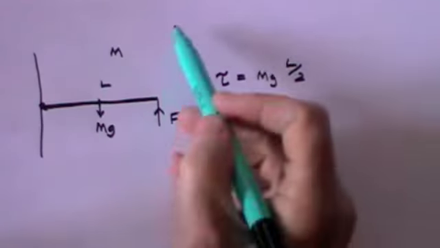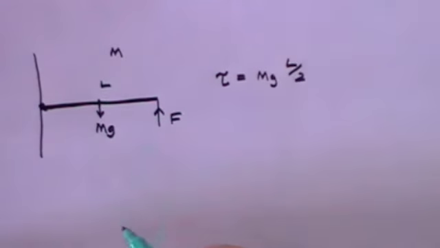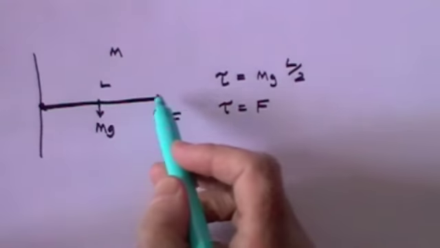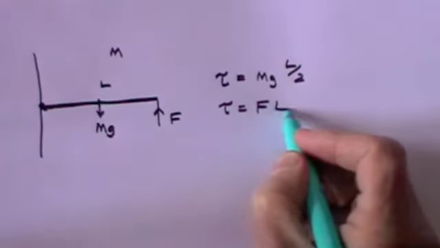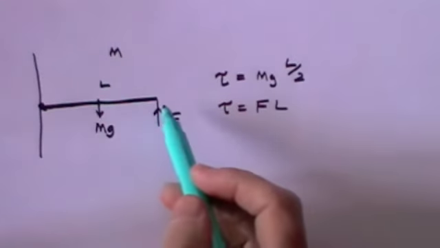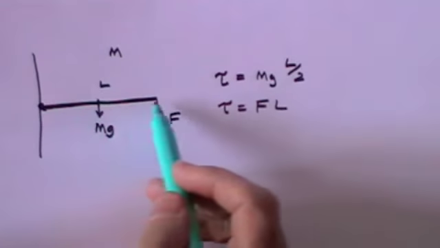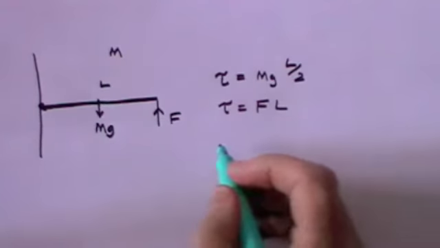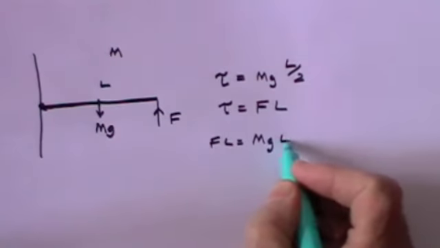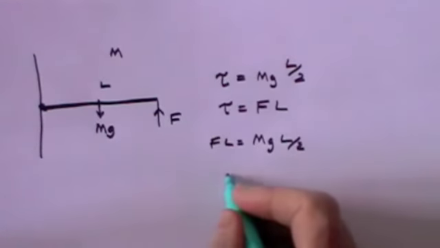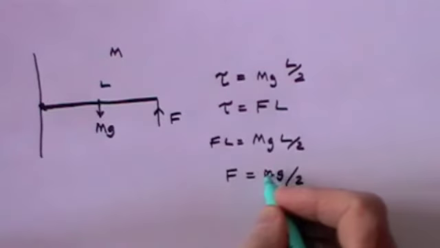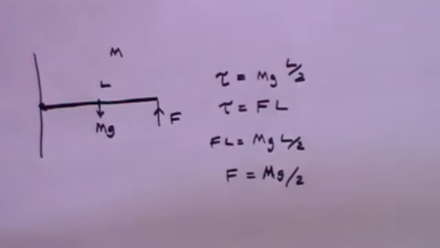So that is the torque acting in this direction. What about the torque acting in that direction? That's the force I am using to push the rod up. Well, that torque is going to be the force that I use times the distance from the pivot, which is L, the length of the rod. And if this rod is not going to move, then the two torques must balance, which means that FL must equal Mg times L/2, and if you reduce that, you get that F is equal to Mg/2.